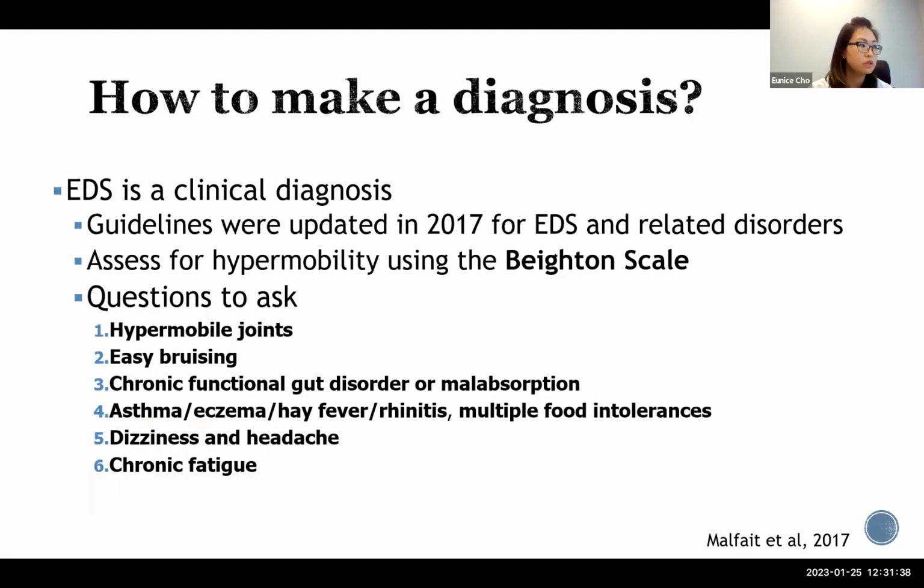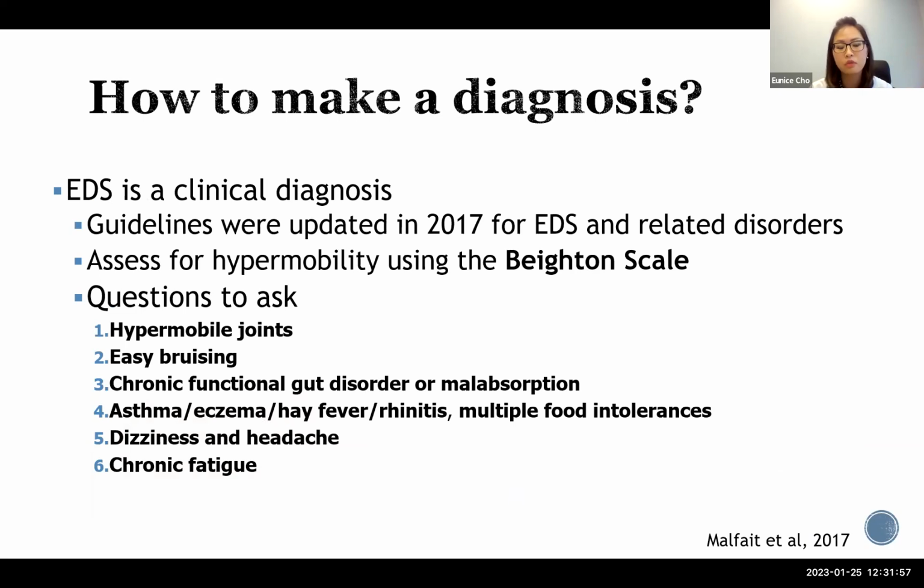So how do you make a diagnosis? EDS is a clinical diagnosis. There is a guideline that was updated in 2017, and depending on the subtype, the guideline has very comprehensive major and minor criteria that you can tick off to see whether the patient meets the criteria for a particular EDS subtype.